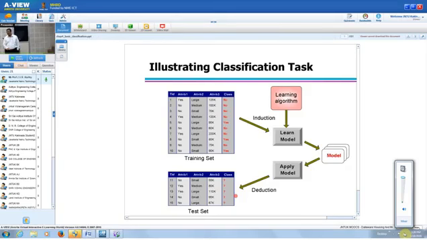So that is the final model. Using this model, you apply it here and classify. And if the accuracy is within permissible limits, then accept the model. Otherwise, don't accept. That is how the illustration of a classification task works. Thank you. Okay.